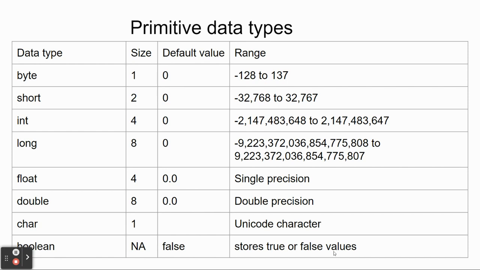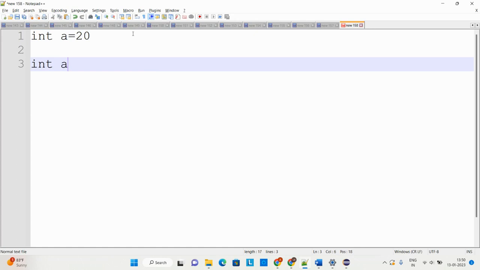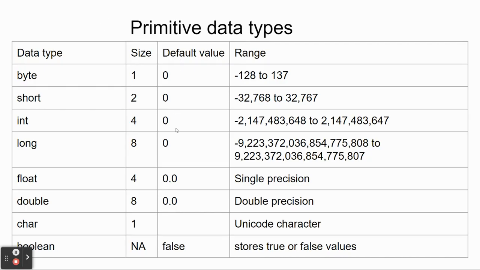Okay, as well there are some default values. What is meant by default? Suppose for example I'm declaring the variable like this: int a. I'm not assigning any value to a. So in that case, what is the exact value that will be stored? In case of numeric, it will store 0.